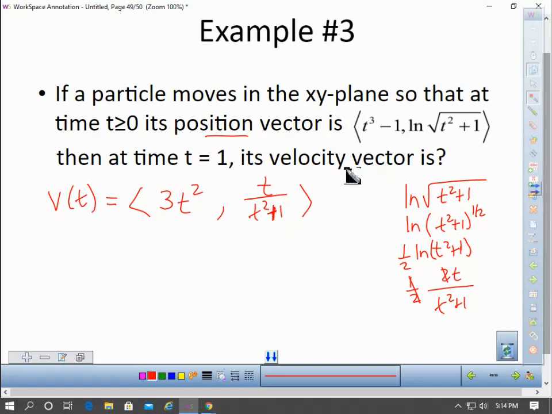So that's my velocity vector. It says at time t equals 1, what is my velocity vector? So I'm doing v of 1. Now all I'm doing is plugging a 1 in here. So I've got 3 comma, plug a 1 in here, will give me 1/2. So there's my velocity vector when t is 1. Remember, velocity is the derivative of position. So all you have to do is take the derivative of the position vector, take the derivative of its pieces. That's all it is. We're not overthinking this.